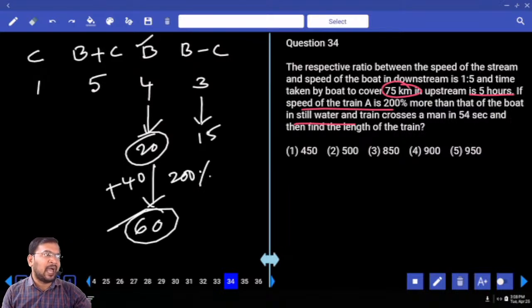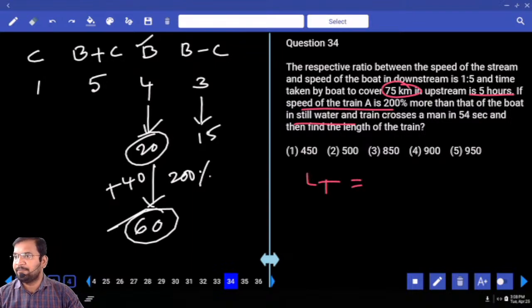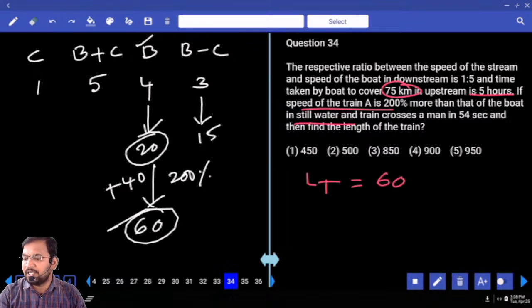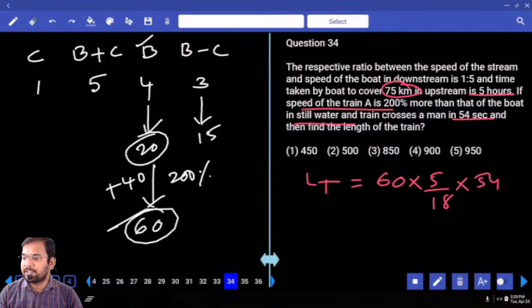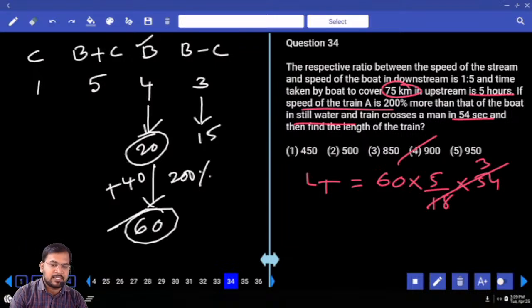Whenever a train crosses a man, length of the train is nothing but distance. Distance is equal to speed into time. Speed is 60, 60 into 5 by 18, to convert into meter per second. How many seconds? 54. How many times? 3 5s are 15, so 60 into 5 by 18 into 54 is 900. Your answer is 900.